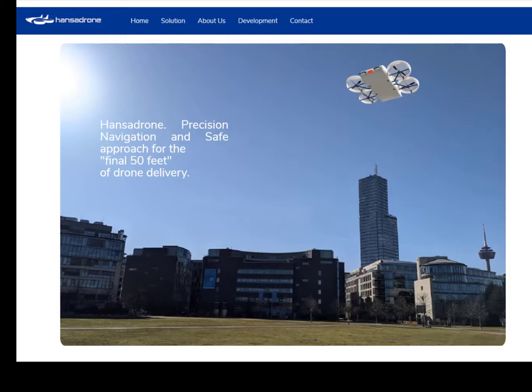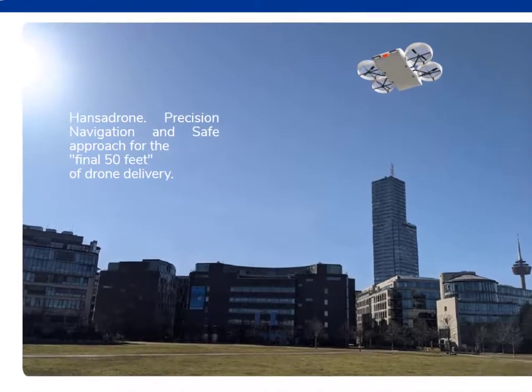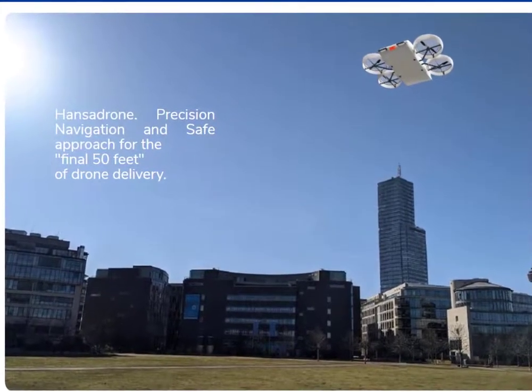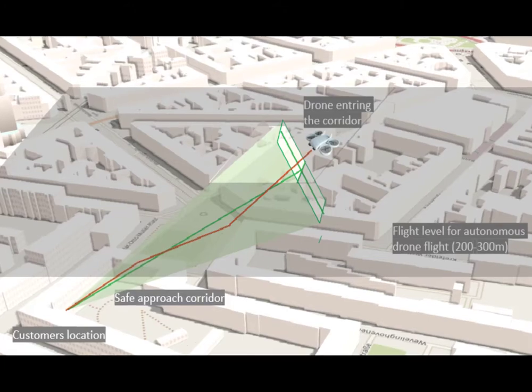Hansadrone solves the final 50 feet problem of drone delivery: how to navigate and guide a drone to the customer even if his position is not exactly known and if there is no landing location. Hansadrone allows you to define a safe approach corridor and to guide the drone through that corridor during the approach flight.